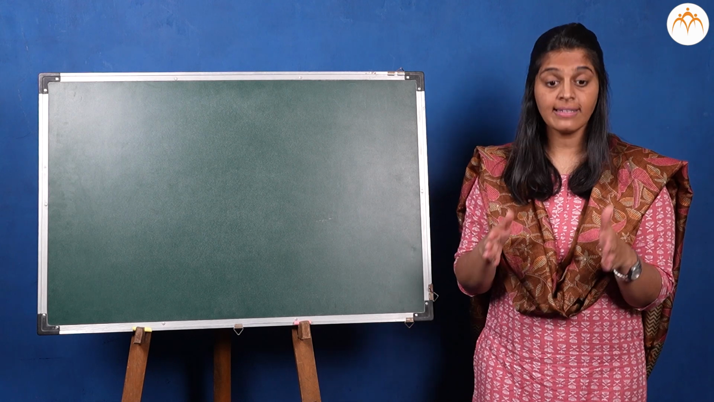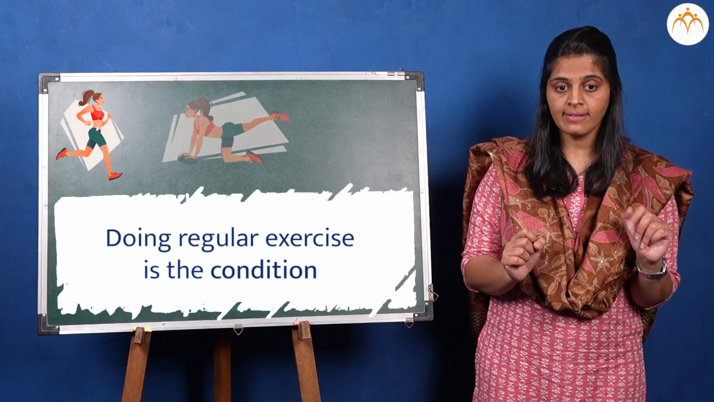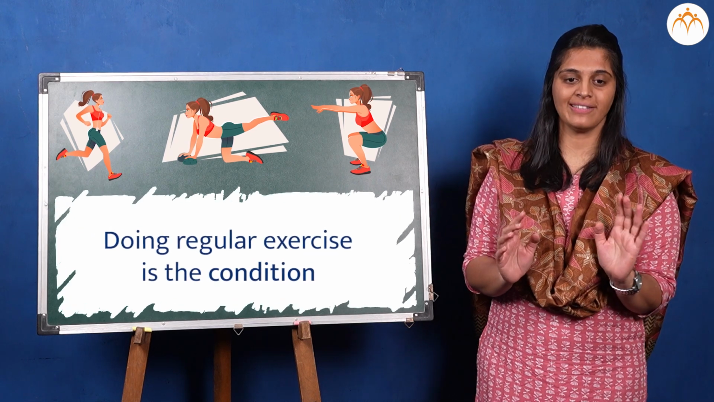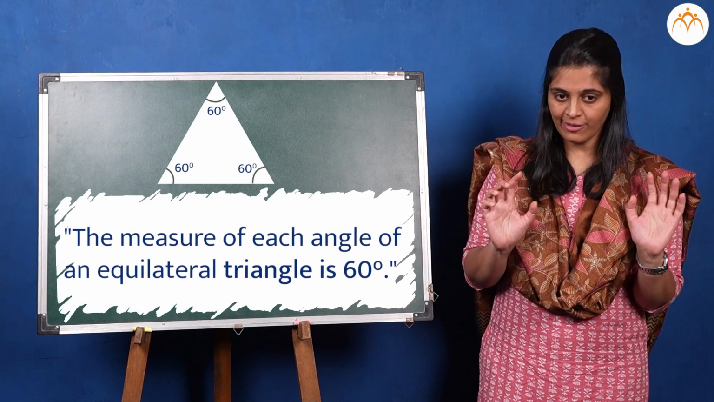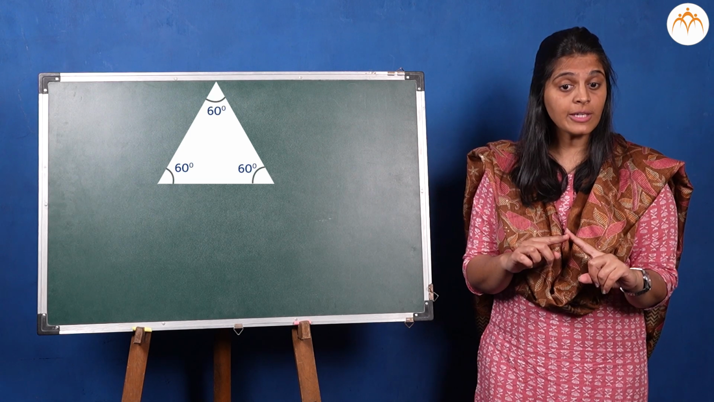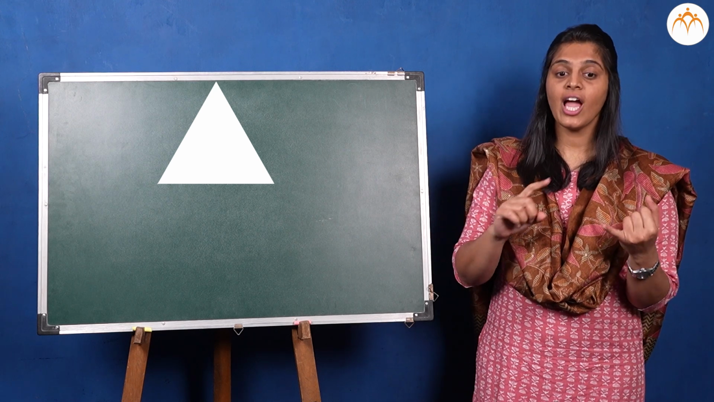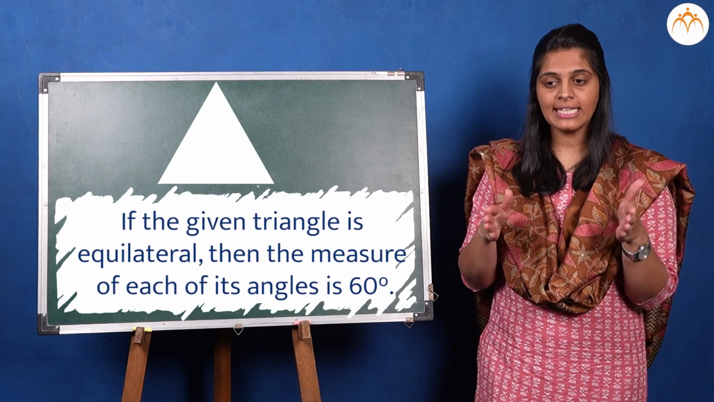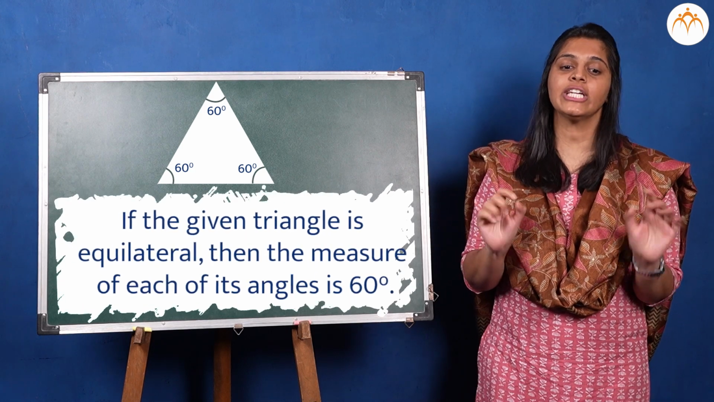Doing regular exercise is the condition for maintaining good health. In example 1, doing regular exercise is the condition for maintaining good health. Right? Now, look at this example. The measure of each angle of an equilateral triangle is 60 degrees. Now, this statement can be written in the conditional form. How? Let's see. Conditional statement. If the given triangle is equilateral, then the measure of each of its angles is 60 degrees.